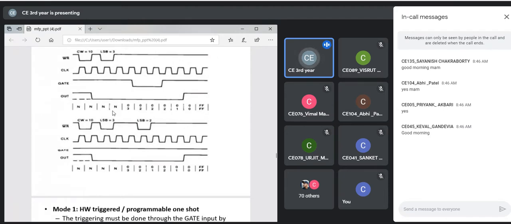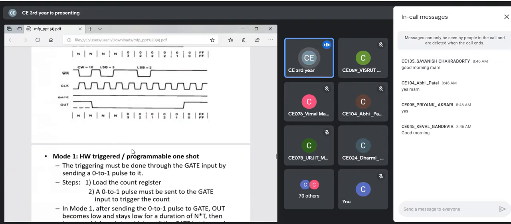Now, if you are altering your LSB, like if you are altering your count, of course it will take one more clock cycle to be written, but it will get updated. So in mode 0, the count gets updated if you change your count in between. But of course, it will take one more clock cycle to reach the end.